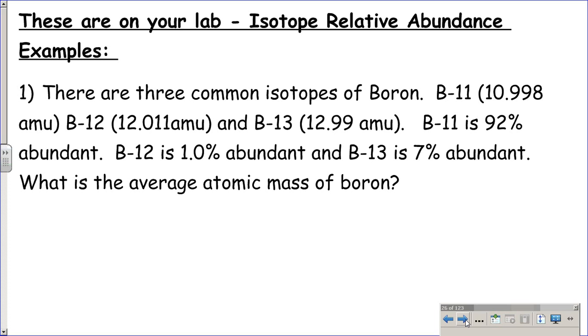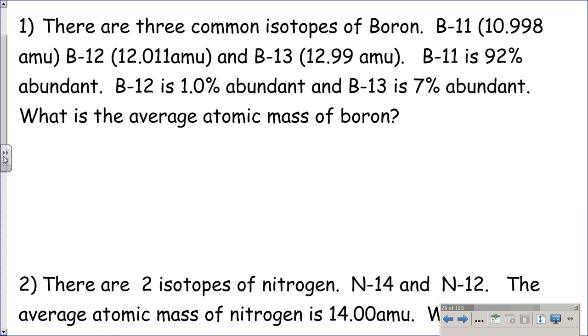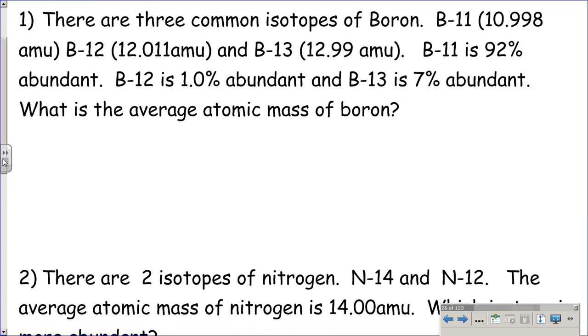Number 1. Boron 11, which is 10.998 AMUs. Boron 12, which is 12.011 AMUs. And boron 13, which is 12.99 AMUs. It tells you the relative abundance of each. What is the average atomic mass? Tell me how to start. Any takers? The more you guys participate, the faster we get done.